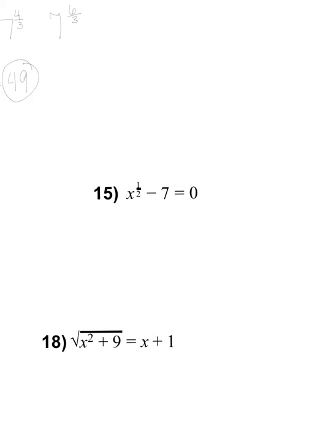All right, so 15, we're going to add 7 first. So x to the 1/2 power equals 7. X equals 49.